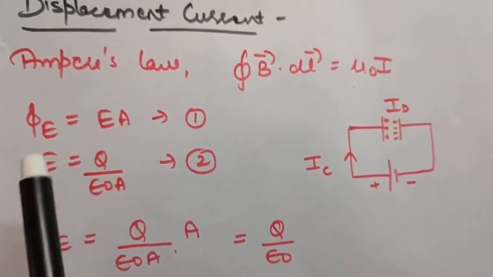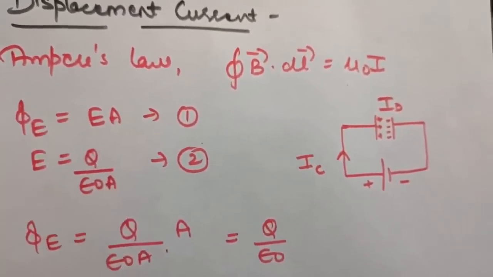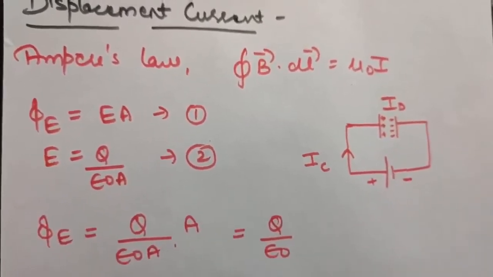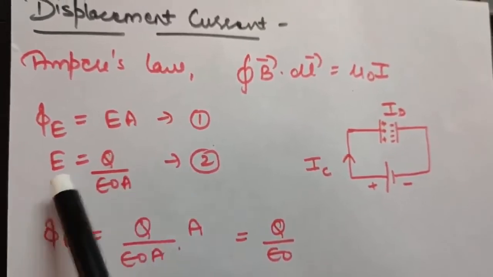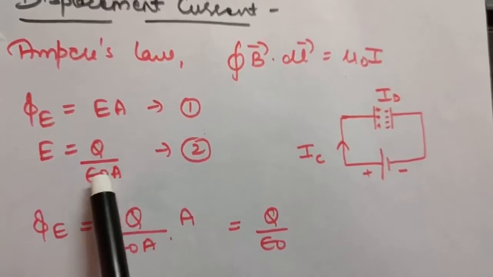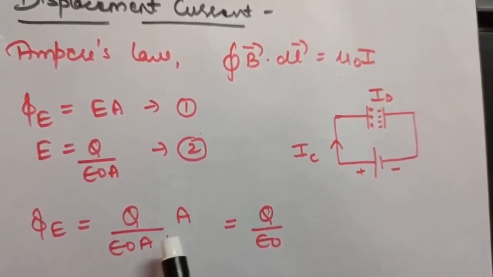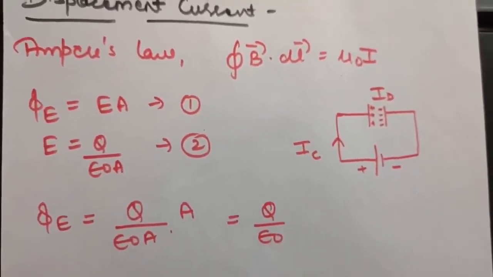Now you know the value of electric flux is EA, this you have already studied. And to calculate electric field between the plates of the capacitor, the formula is sigma by epsilon naught, and sigma is nothing but Q by A, so electric field is Q by A epsilon naught. Now if you put the value of E into first equation, so phi E will come to be Q by A epsilon naught into A, so A will cancel out, phi E will come to be Q by epsilon naught.